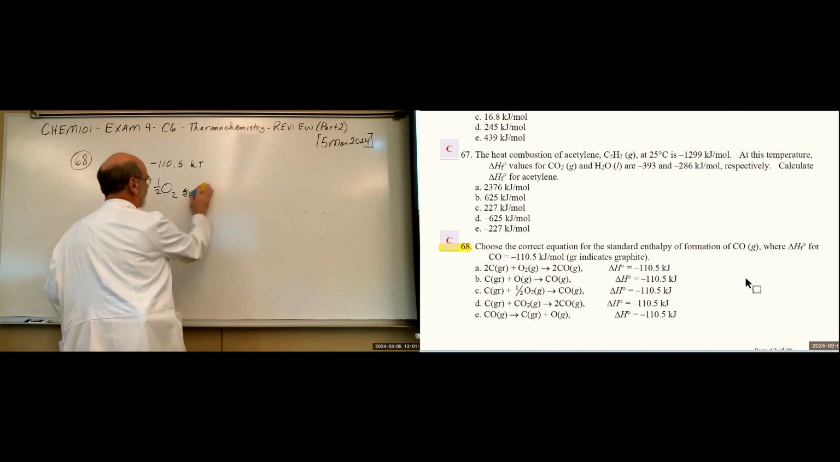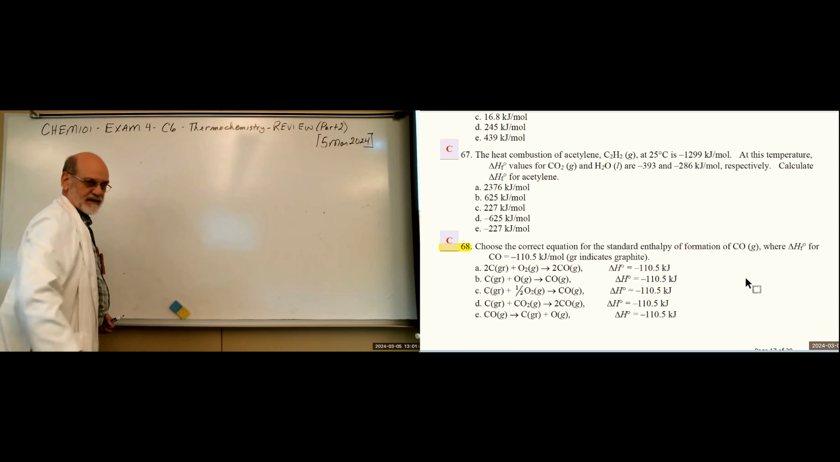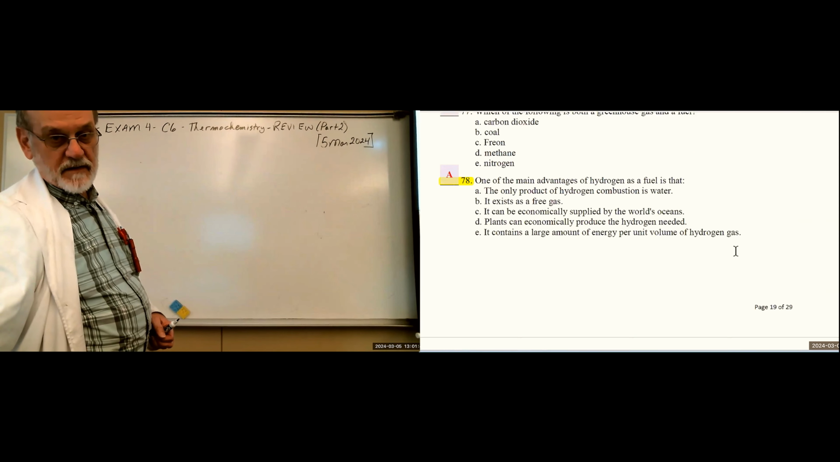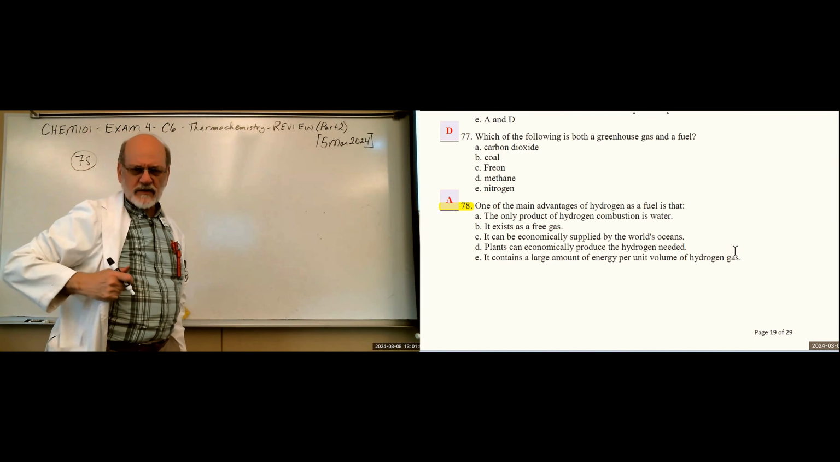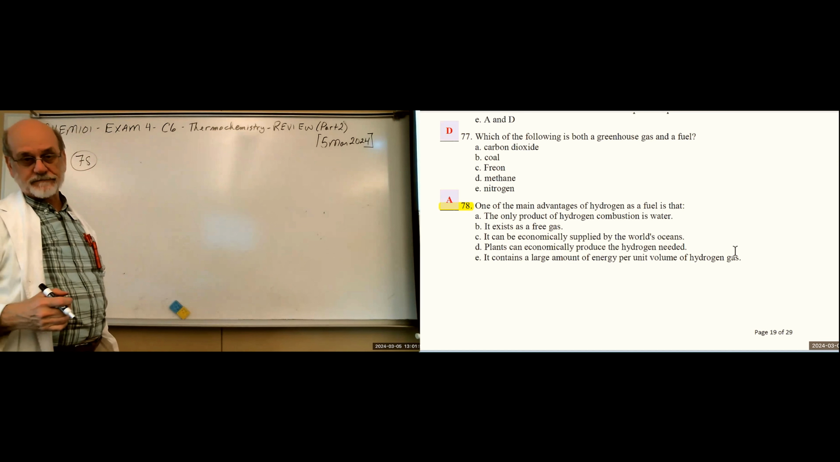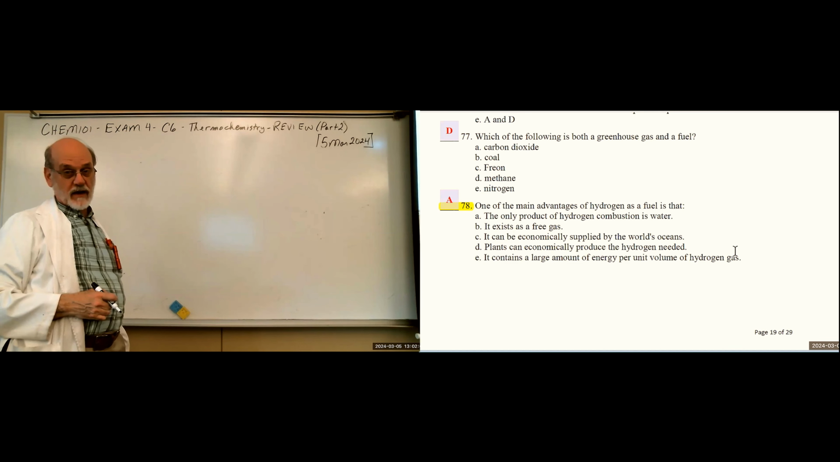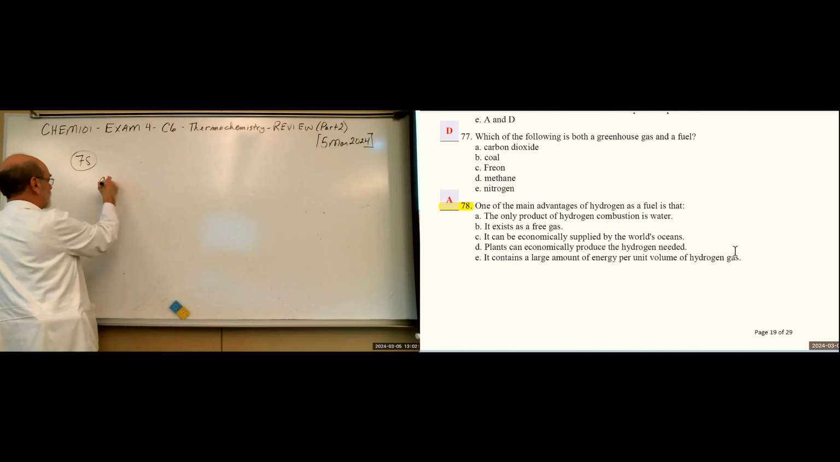58. And 78. One of the main advantages of hydrogen as a fuel is that, well, let's see. We got 5 selections and we don't have any oddballs in there, like none of the above or 2 of the above. The only product of hydrogen combustion is water. That's a good reason. Right?